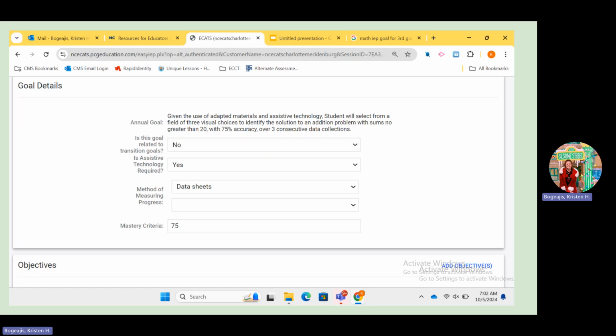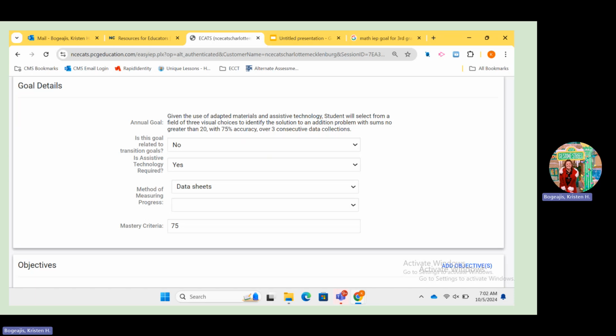Method of progress monitoring, you're just going to want to put whatever way you're progress monitoring on here. If it's worksheets, I personally just always say data sheets, because no matter what, whether it's observational or a work sample or anything like that, I'm going to be putting it on data sheets. So me personally, I always like to have data sheets in there, but you can have additional things in there as well. Mastery criteria for this particular goal is 75%. If it's 80% for a goal you're doing, it's going to be an 80 here. You want to make sure you're putting the mastery criteria.